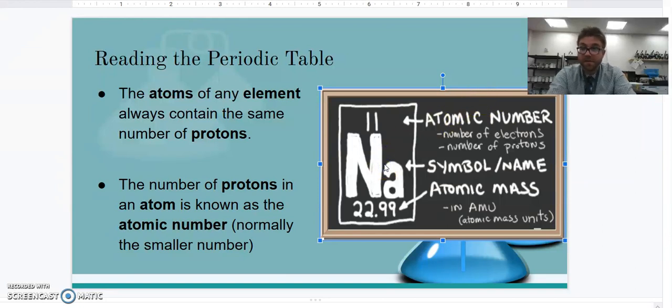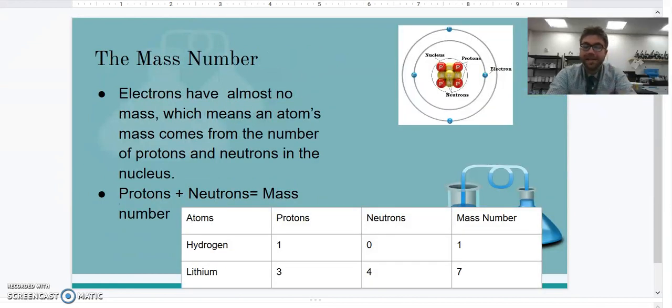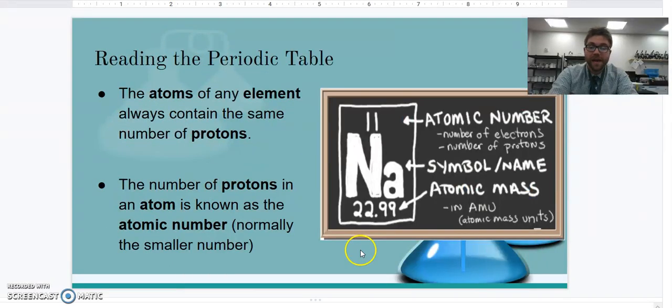Now, there's another number down here, right? Below the symbol, below sodium, we have the atomic mass. This is how heavy the atom is. That number is known as the mass number. The mass number is equal to protons plus neutrons. So if we add together protons and neutrons, we get the atomic mass.